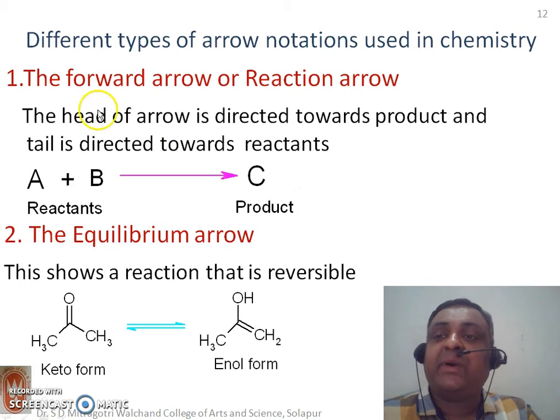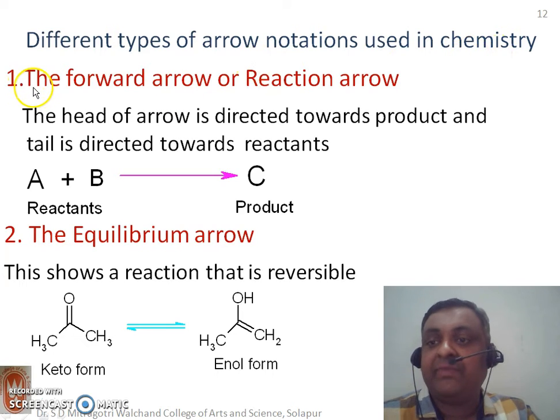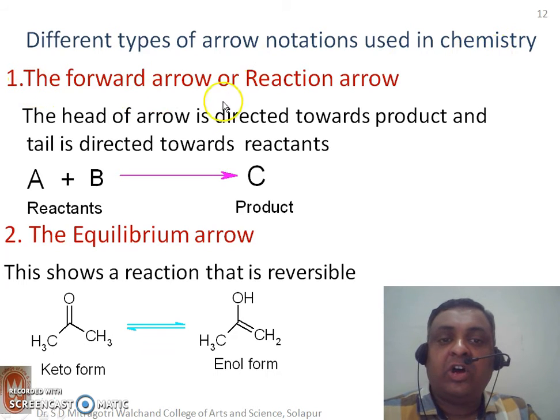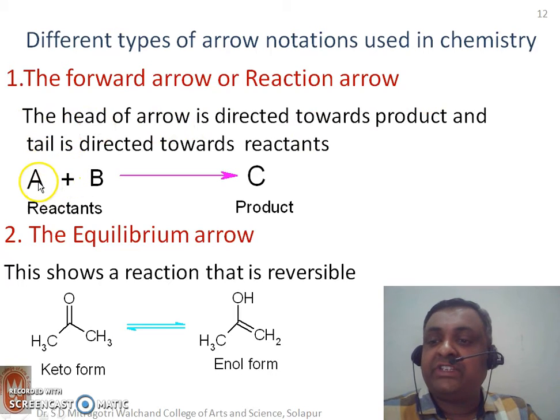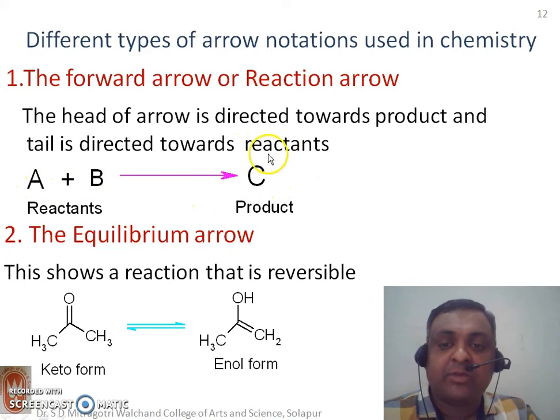Okay, now the next part, that is different types of arrow notations which are used in chemistry. First, the forward arrow or reaction arrow. The forward arrow, reaction arrow, which is generally used, for example A plus B, it produces C. Here the reactants are shown on the tail side of the arrow and head side indicates product.